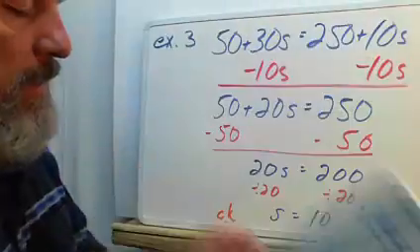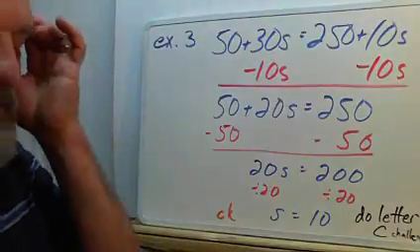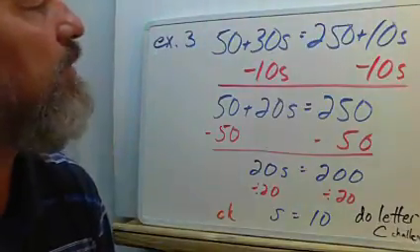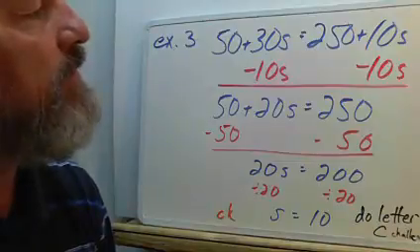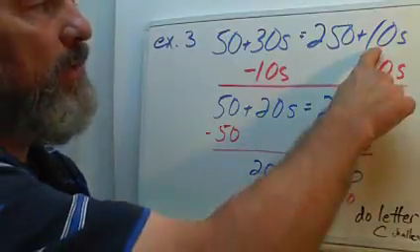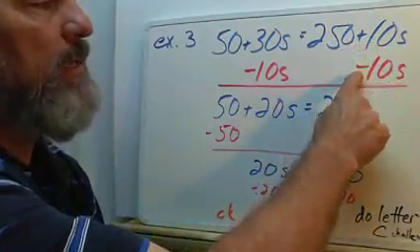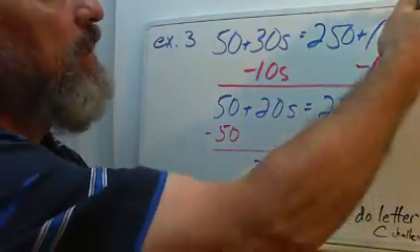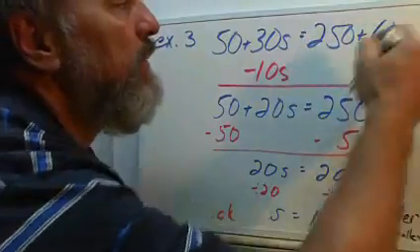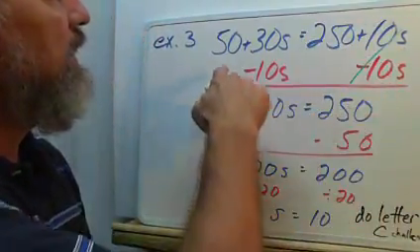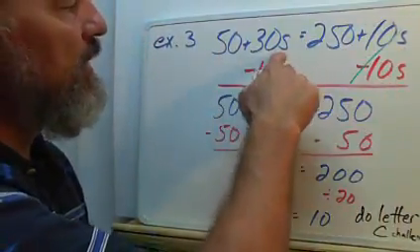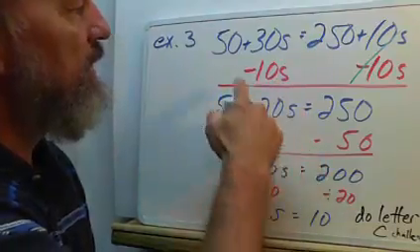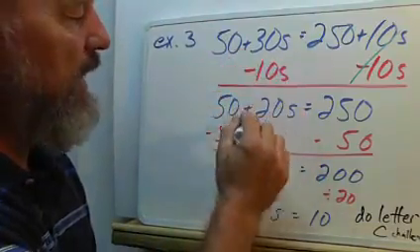Example number 3. We have 50 plus 30s equals 250 plus 10s. Smaller variable, it's addition. Attack it by subtracting that same amount. Subtract 10s from both sides. This is now gone. We have 250 on this side. We bring down the 50, and 30s minus 10s is 20s. And it is positive, so we are adding it.